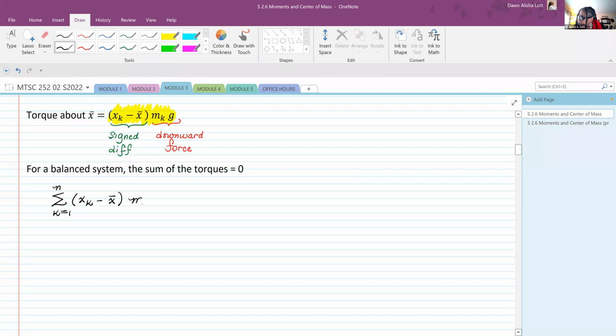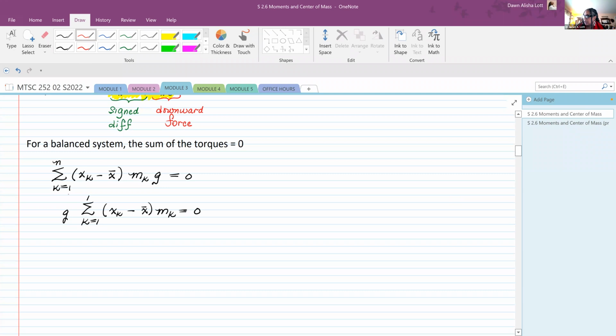It's a number, times mk, which is the mass of each mass, in kilograms, and g, gravity, because that is the force that wants to pull it down. And this has to equal 0. Okay, so the first thing I can do is pull g out because g is a constant. So I get the sum from k equals 1 to n of xk minus x bar times mk is equal to 0. So I can divide by g on both sides, and therefore g will disappear.